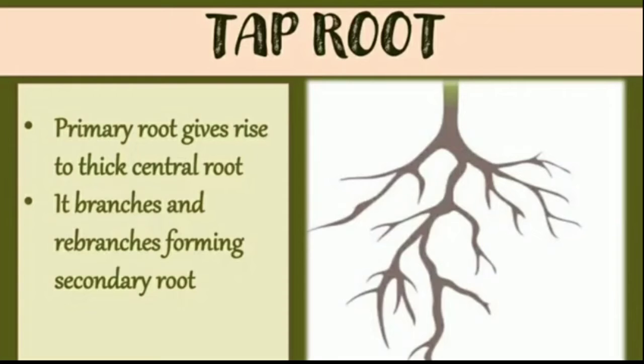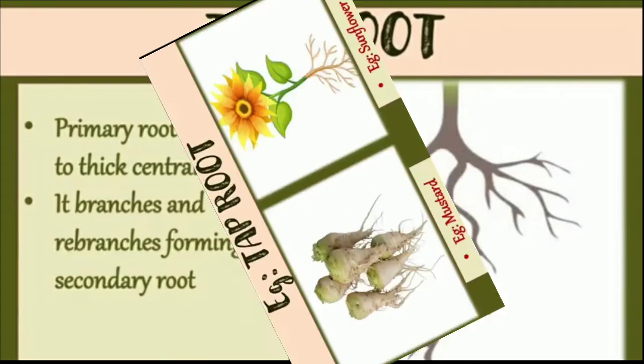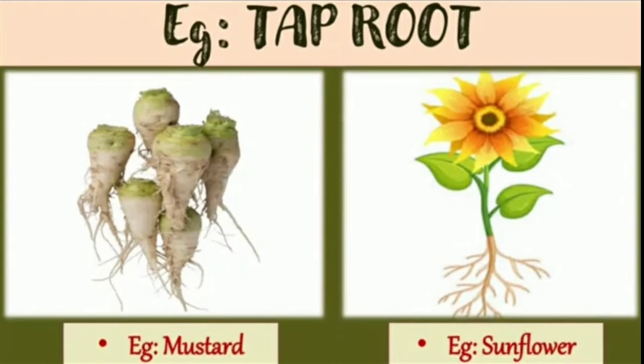This type of root is called a tap root. Are you getting me, children? Let's see some examples. Examples of tap root are mustard and sunflower. So these are the examples of taproot. Have you understood what is a taproot? Very good.